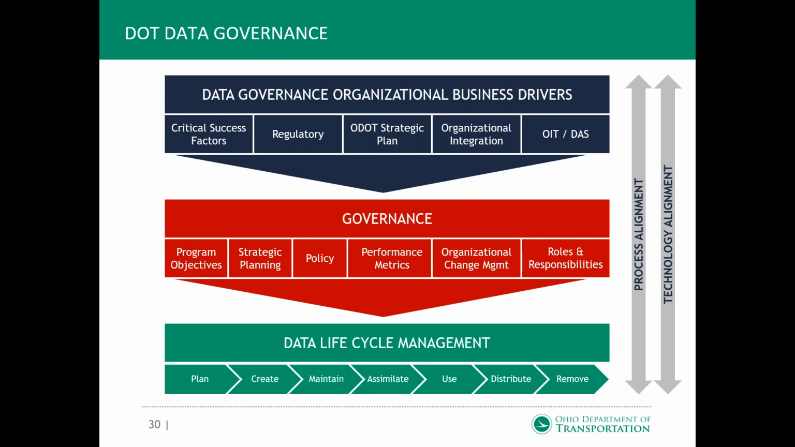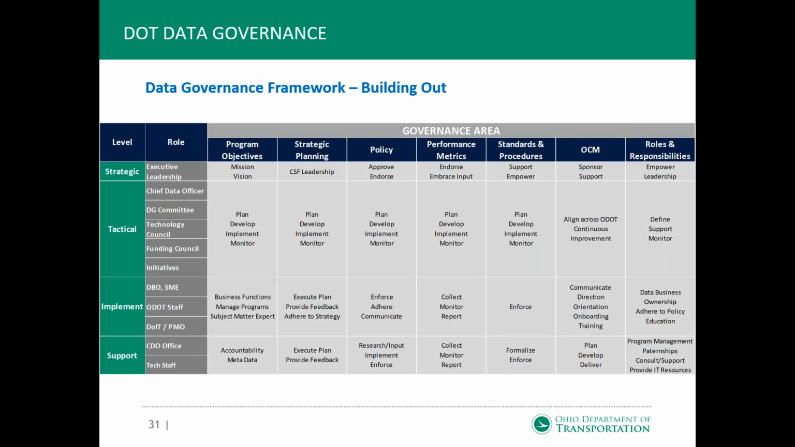So I like this graphic. I think it simplifies data governance, so it's not quite so ambiguous and complex, and this is how we're going to start building it out. When we look at people, that's really key for this. We're looking at 4 different levels: a strategic level, a tactical level, implementation level, and support level.